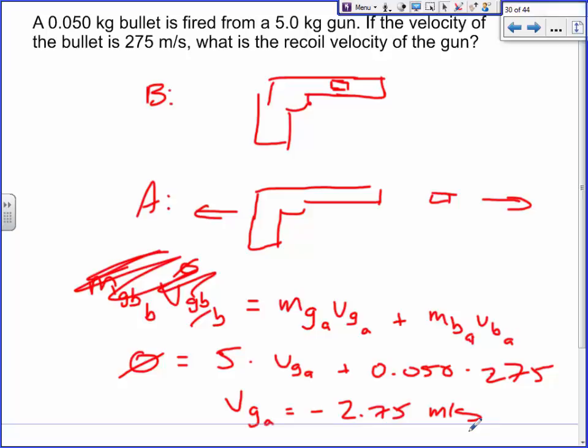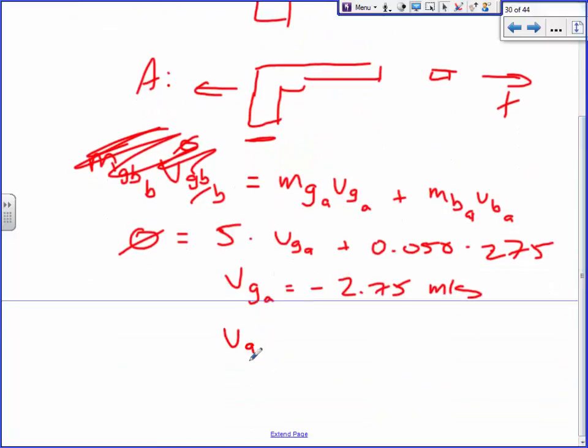Let me know if this doesn't work out for you. I got 275, and I got a negative, which makes intuitive sense because if I assign the bullet as going in the positive direction, then the gun should be going in the negative direction. So that hopefully fits. Let's finish this off properly, though. I only get 2 sig digs, technically, so the velocity of the gun afterwards would be 2.8 meters per second, let's say backwards. Left, whichever direction you pick. You guys feel okay with this so far?